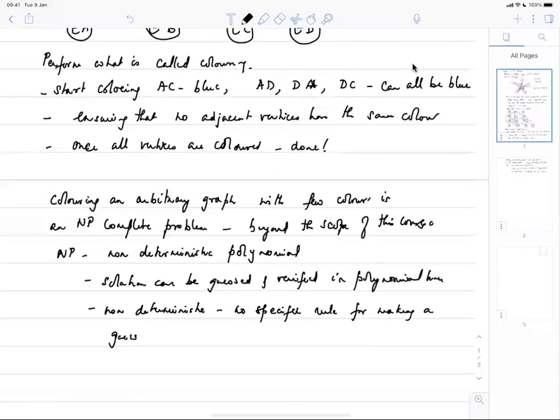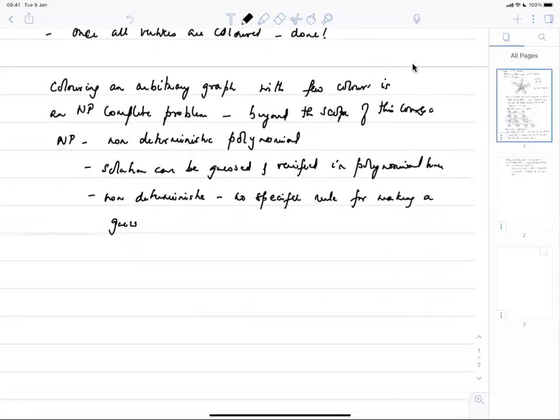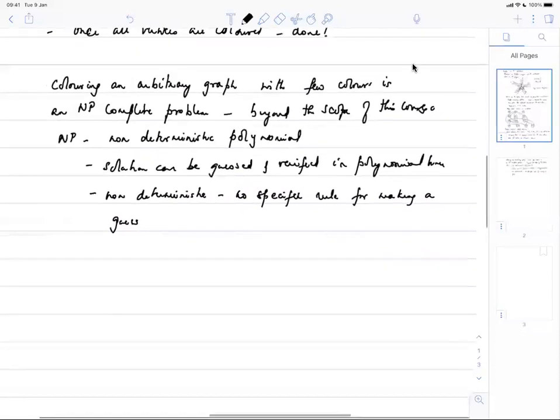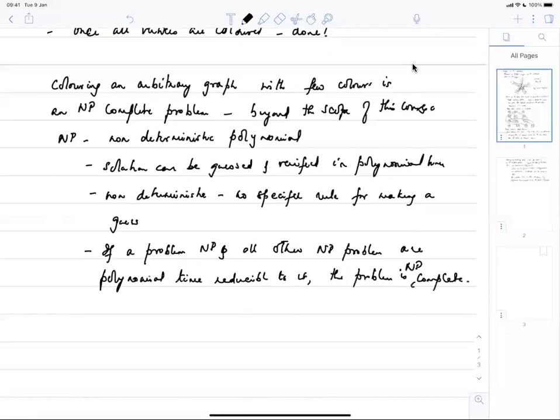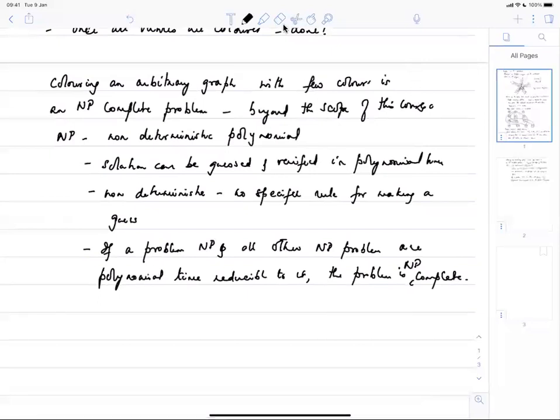You'll learn this in the algorithms course. If a problem is in NP and all other NP problems are polynomial time reducible to it, the problem is NP complete. This is a very vague way of saying it. Okay, I'll stop here.